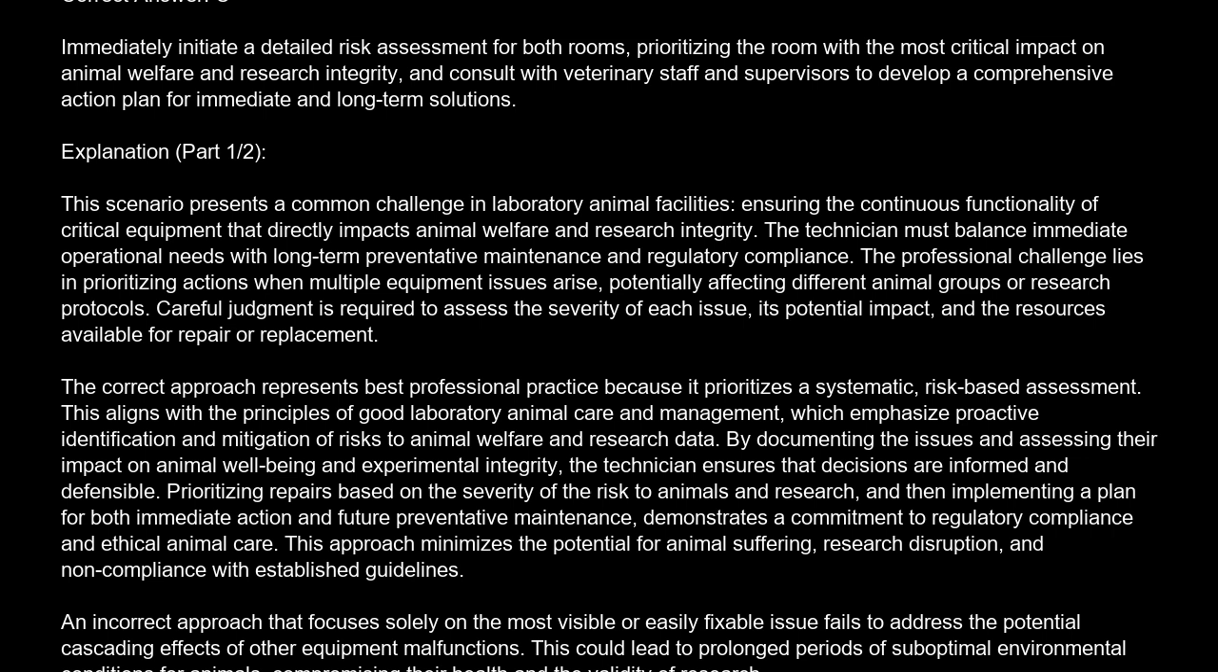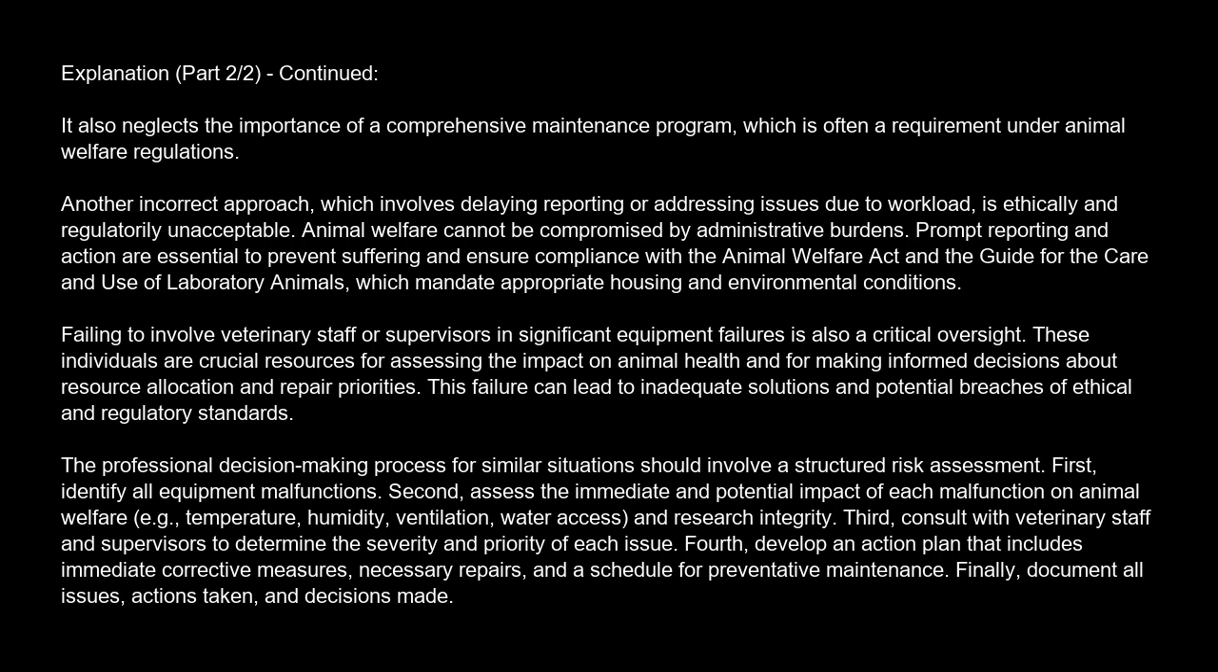This could lead to prolonged periods of suboptimal environmental conditions for animals, compromising their health and the validity of research. It also neglects the importance of a comprehensive maintenance program, which is often a requirement under animal welfare regulations. Another incorrect approach, which involves delaying reporting or addressing issues due to workload, is ethically and regulatorily unacceptable. Animal welfare cannot be compromised by administrative burdens.